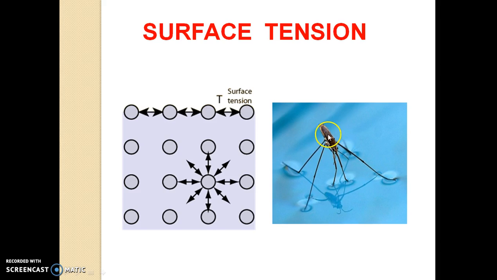Now the best example of surface tension is this insect called the water spider. This water spider can walk on the surface of the water just like on a stretched elastic membrane, because the legs of this water spider act as a small film formed on the surface of the water. That is the best example of surface tension.